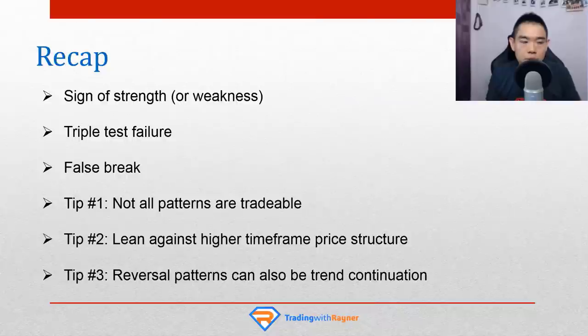Let's do a quick recap. Here's what we have covered today. Number one, we talked about the sign of strength or weakness: the ascending or descending triangle pattern. Triple test failure could be in the form of a head and shoulders pattern, triple top, triple bottom, or the inverse head and shoulders pattern. Then we have the false break, which is usually in the form of a double top or double bottom. First tip is that not all of these patterns are tradable, because sometimes you might not have a valid trading setup. Tip number two, you want to lean against a higher time frame price structure like support, resistance, trend line, or moving average, so that you have a higher probability of a reversal. And tip number three, reversal patterns can also be a form of a trend continuation pattern.